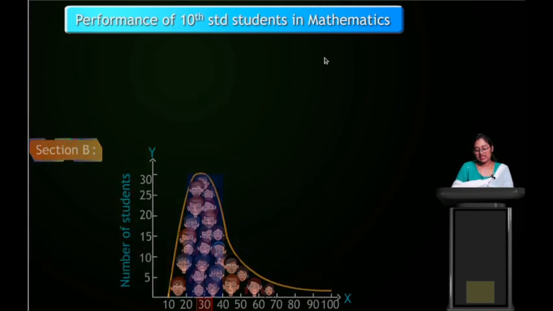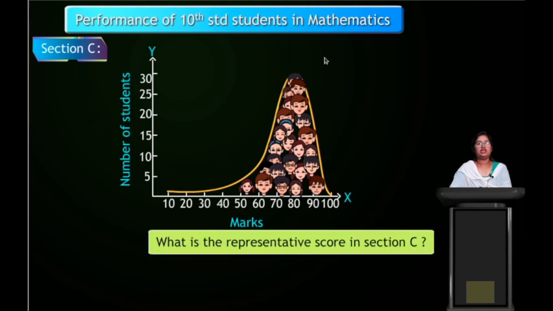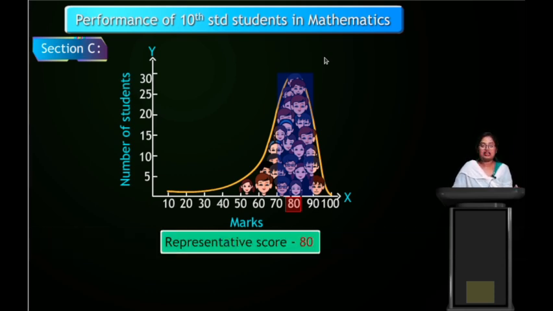Yes. Like this, let us see the performance of section C students. What is the representative score in section C? Here we can see 70 to 90 is the interval in which most of the students have scored the marks. In that interval, 80 is the mark scored by most of the students. So here 80 is the representative score.